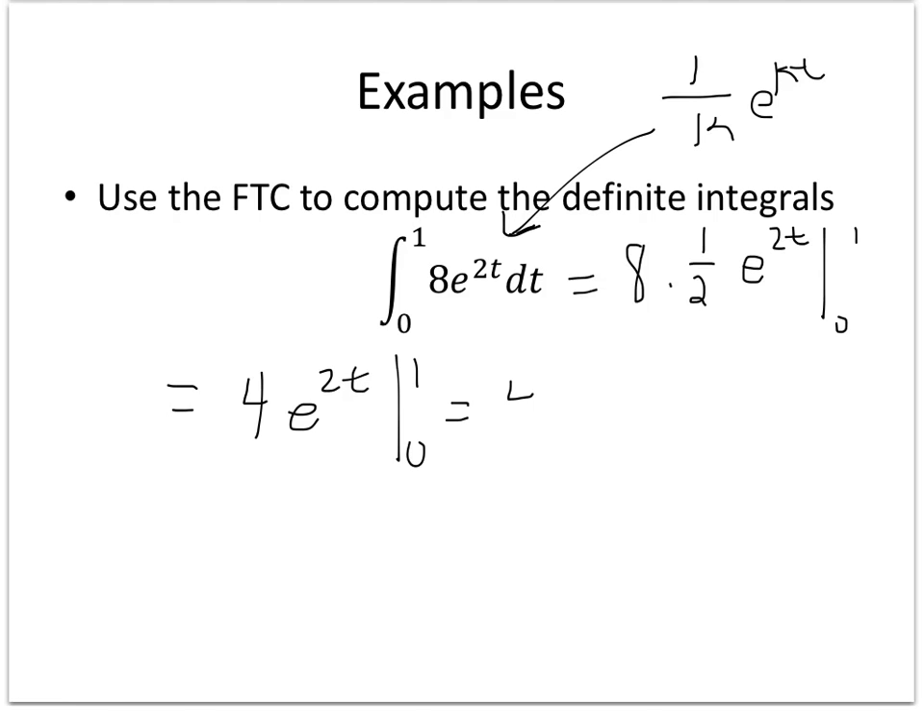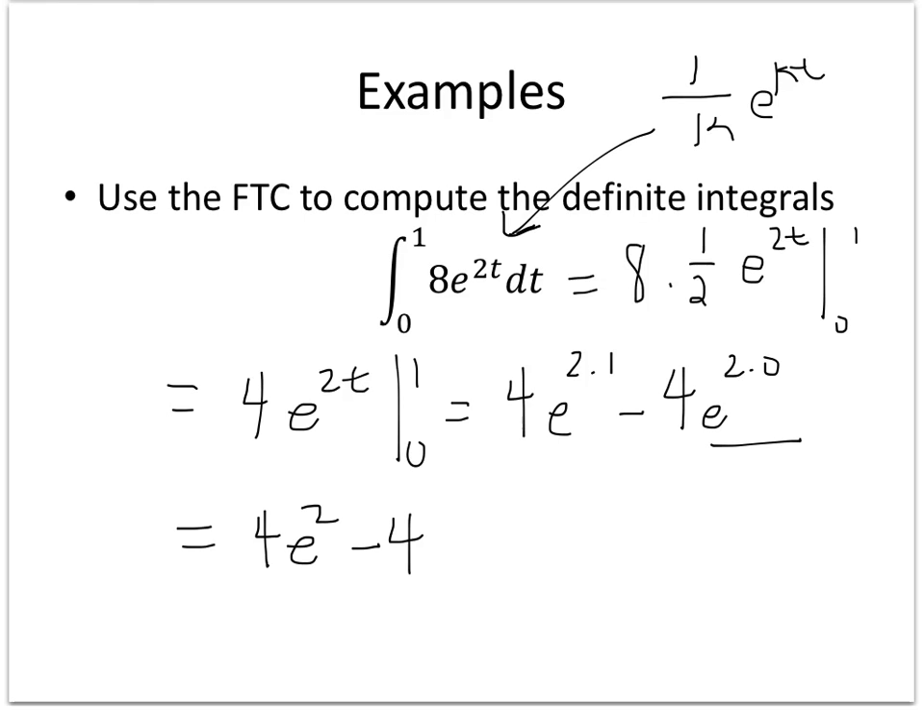So this equals 4e to the 2 times 1 minus 4e to the 2 times 0, which is going to equal 4e to the second power. Well, notice this, 2 times 0 is 0, e to the 0 is 1, so I'd have minus 4. And of course this is something that you can throw into your calculator.